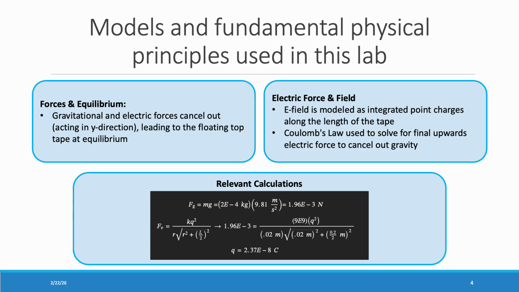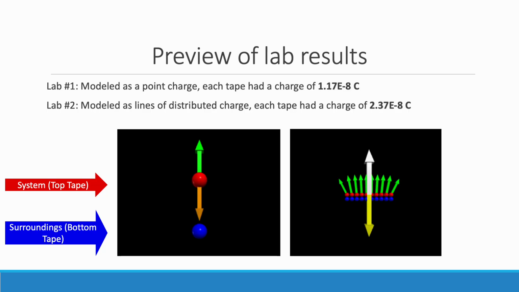Some relevant calculations. First, I started off by calculating the magnitude of gravity, which was found to be 1.96e-3 newtons. Then I set that to be the same magnitude as the electric force. By plugging in this new formula to find the magnitude of the force, with the entire tape as a line of charge and not as a single charge, I found that the final charge value was 2.37e-8 coulombs.